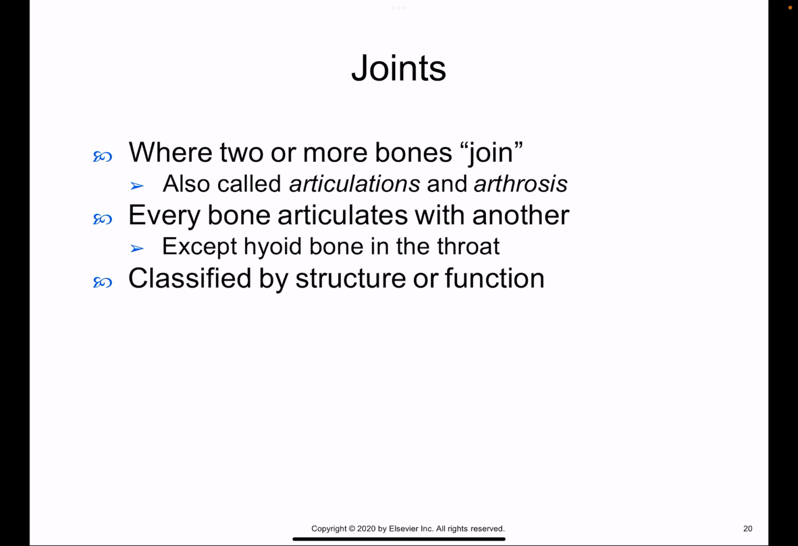Now, a joint is simply going to be where two or more bones join, right? Take that T, you have joint. Very cute, right? And these are also going to be known as articulations and arthrosis. This word, be aware, it's already told you. Arthrosis can also be called a joint.